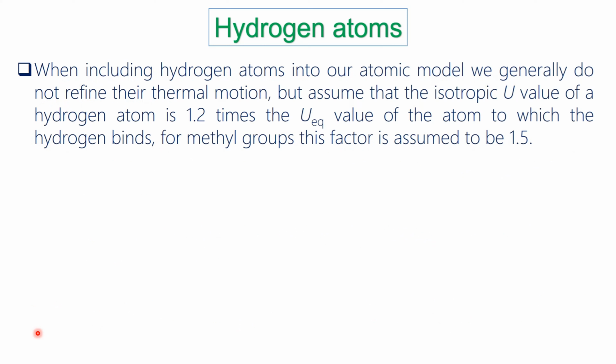When including hydrogen atoms into our atomic model, we generally do not refine their thermal motion, but assume that the isotropic thermal value, or U value, of a hydrogen atom is 1.2 times the anisotropic thermal value of the atom to which the hydrogen binds. For a methyl group, this factor is assumed to be 1.5 instead of 1.2.